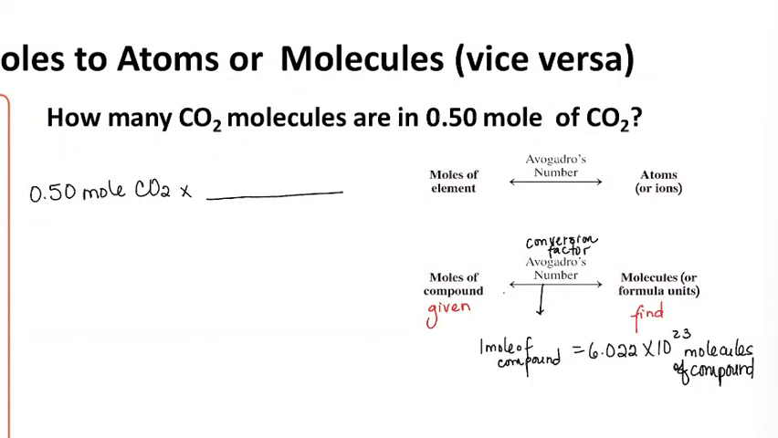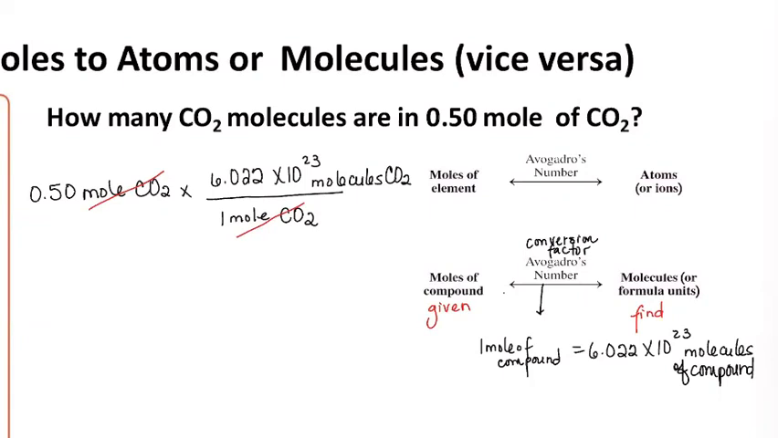Our conversion factor is going to be Avogadro's number. Since we need to cancel the unit of moles, in the bottom we're going to put 1 mole of the compound, which is CO2. On the top, we're going to put 6.022 times 10 to the 23rd molecules of CO2, because remember that that is our conversion factor. Now, in dimensional analysis, remember that the units are always going to cancel diagonally. So that means that the moles of CO2 are going to cancel with moles of CO2.